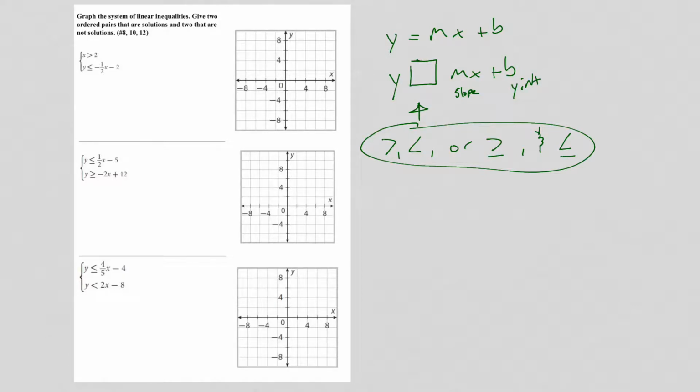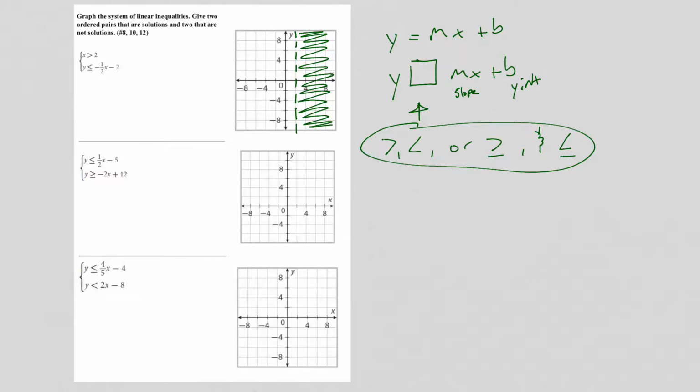So let's see here. If I have the statement x is greater than 2, that's the line here, and the line will be dashed because it's not greater than or equal to. And in green here, if x is greater than 2, that's this region.